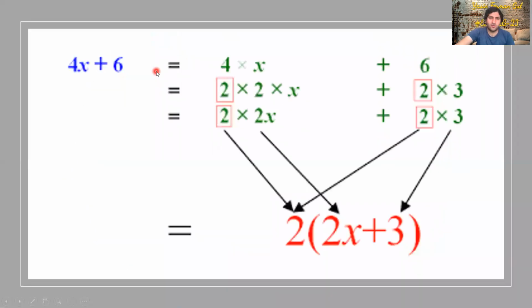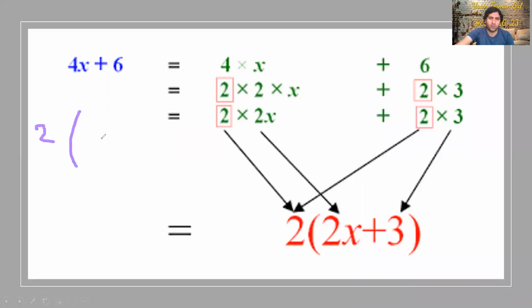Okay, the next is going to be this. It's solved here already, right? As you can see, 4x plus 6. I'm going to look for the highest common factor of 4 and 6, which is going to be 2.